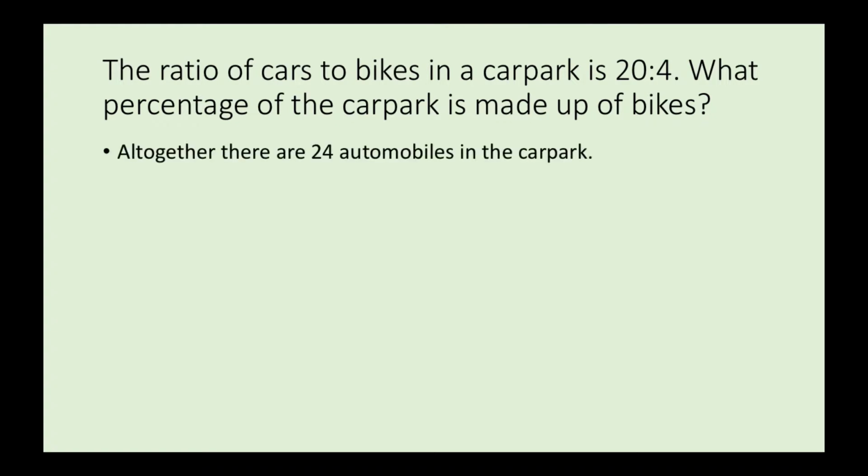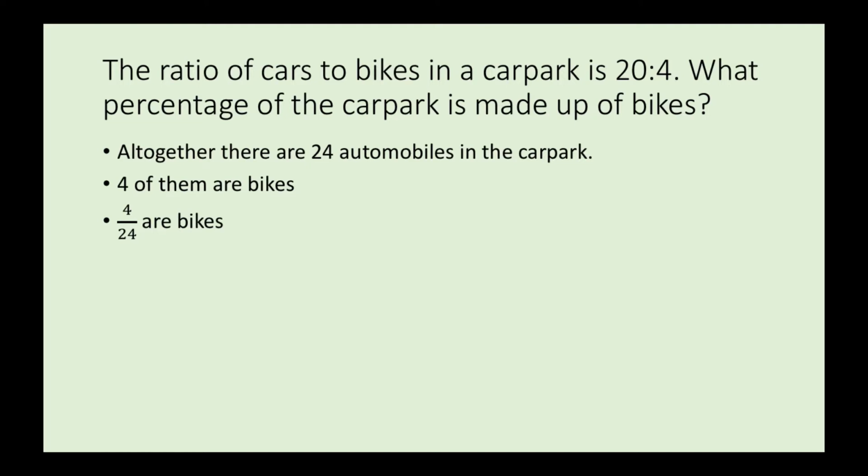So I know that there are four bikes, and altogether there are 24 automobiles. So we'll just use the number that we've been given. There is 24 altogether, 20 cars, 4 bikes. We'll go with that. So there's 24 automobiles altogether, 4 of them are bikes. So to write that as a fraction, it would be 4 out of 24. 4 bikes out of 24 automobiles altogether.